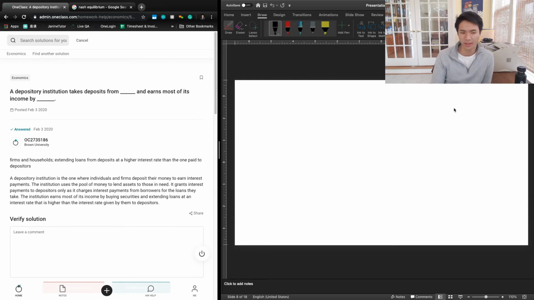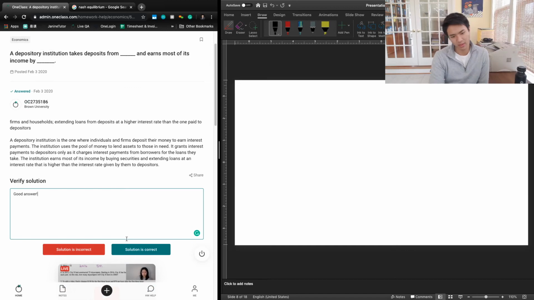So let's keep on looking at the previous tutor's answer. He said a depository institution is one where individuals and firms deposit their money to earn interest payments. The institution uses the pool of money to lend assets to those in need. It grants interest payments to depositors only as it charges interest payments from borrowers for loans they take. The institution earns most of its income by buying securities and extending loans at an interest rate that is higher than the interest rate given by them to depositors. So yeah, pretty good. Good answer. Nothing really wrong with that answer there.